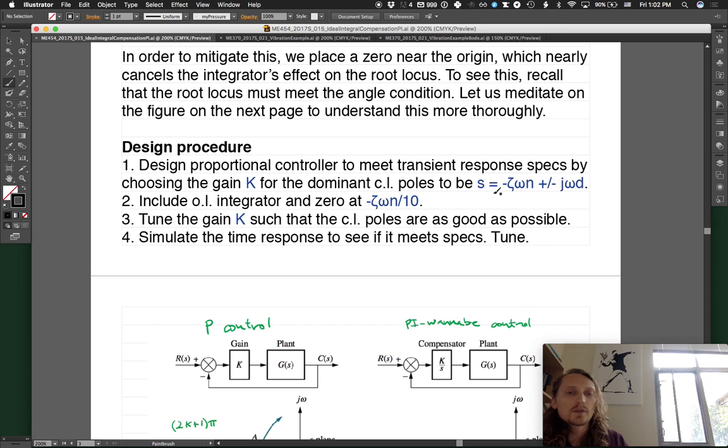error is closed on from the integrator, and we're going to see that in this example that we're going to do in a minute. And then we're going to retune the gain K such that the closed loop poles are as good as possible. So we're going to try to get back to the transient response that we want. And then we're going to simulate the time response to see if it meets the specs. And then we're going to tune it accordingly. So that's sort of our general design process.